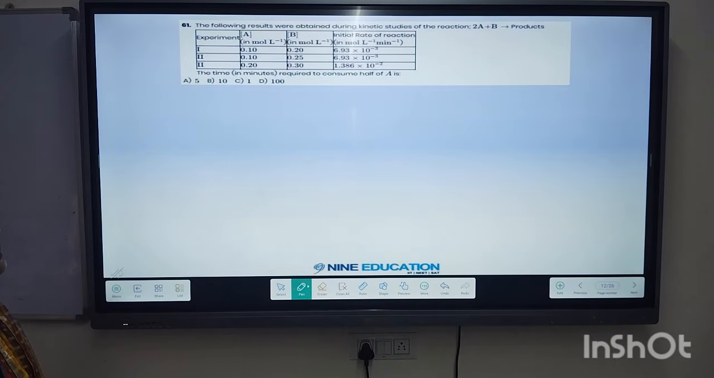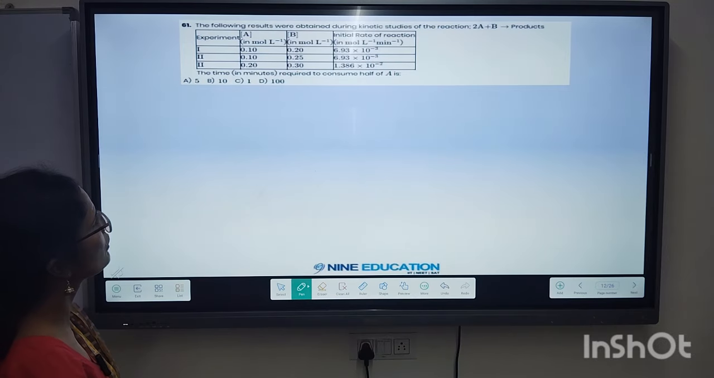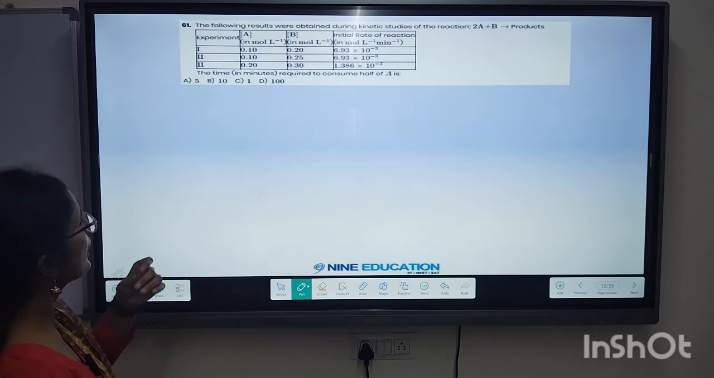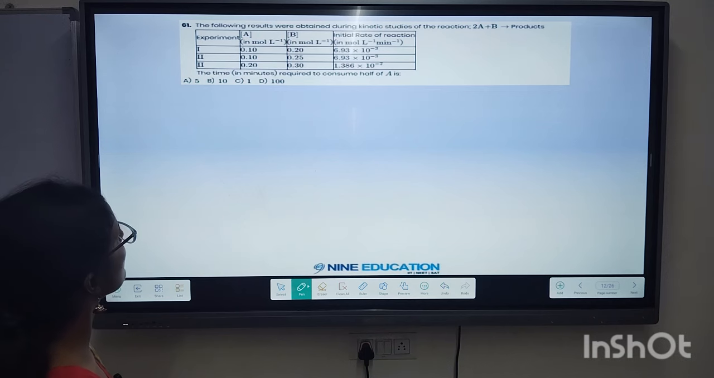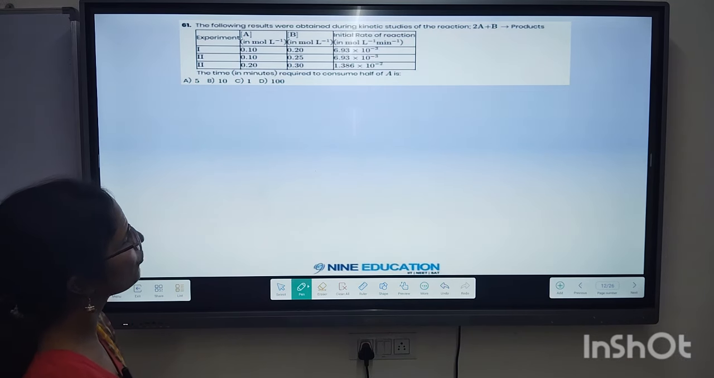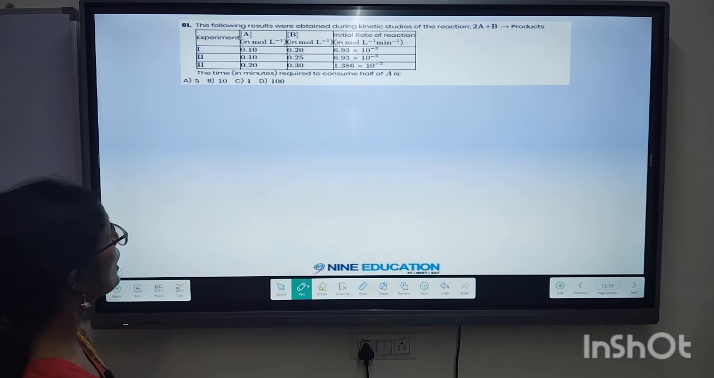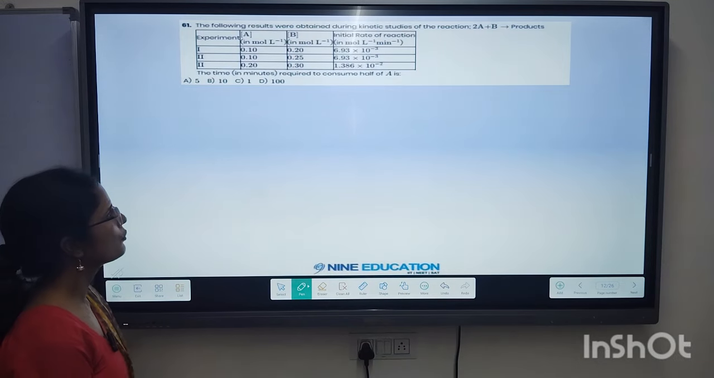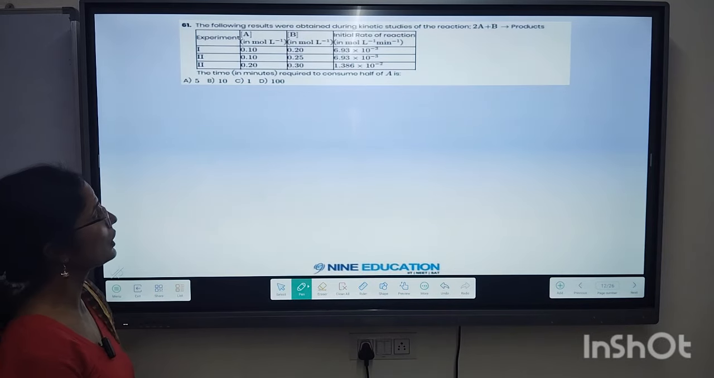Okay, next we have question number 61. The following results were obtained during kinetic studies of the reaction 2A plus B giving some products. We are doing 3 experiments here, with the initial concentrations of both reactants A and B and the initial rate of the reaction given, and we need to find the time in minutes required to consume half of A. Half of A means ultimately we need to talk about half-life.